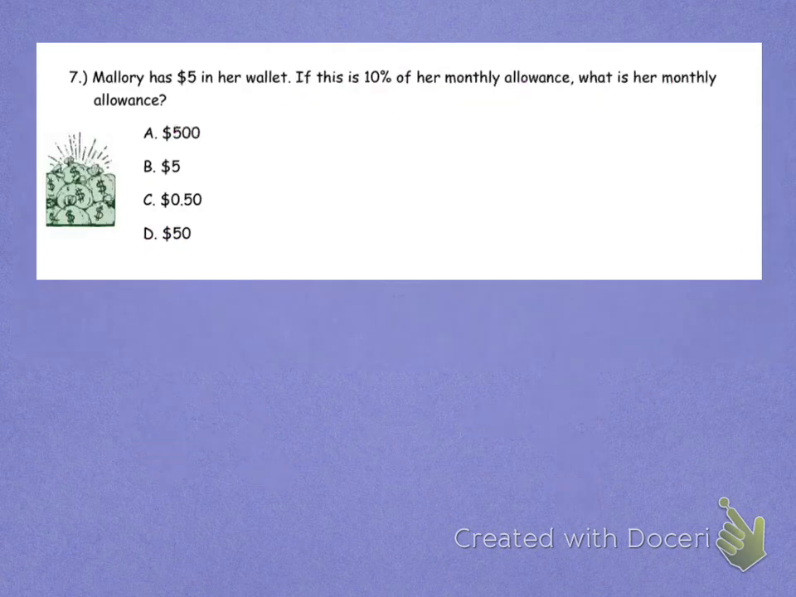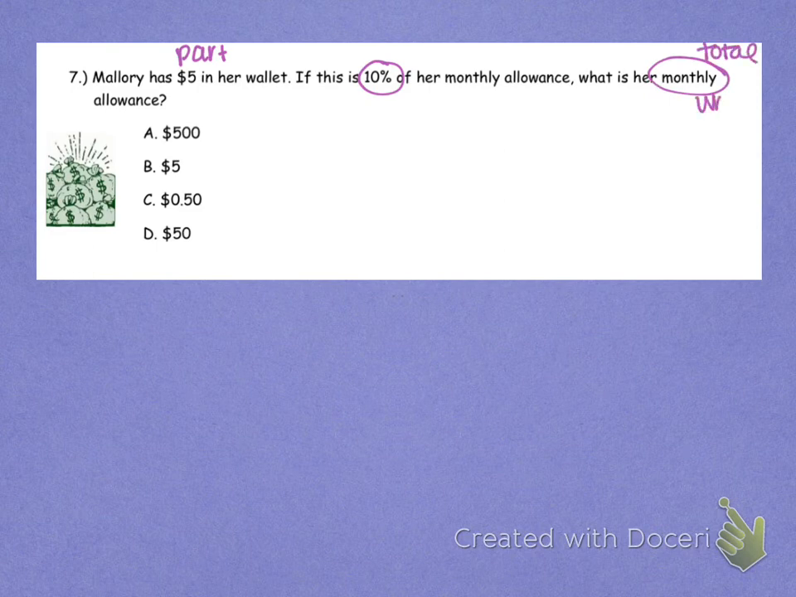Okay, so I'm going to do one more problem with y'all, and then you are on your own. It says Mallory has $5 in her wallet. This is 10% of her monthly income. So if $5 is 10% of her monthly income, is that the part or the whole? It should be the part. So if it's only $5, only 10%, that's only a little bit of it. So that's your part. And then what is her monthly allowance? That's her total, which is her whole.